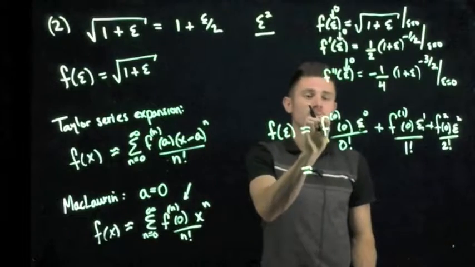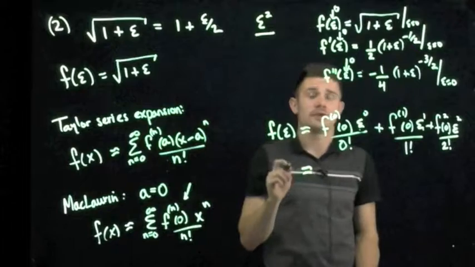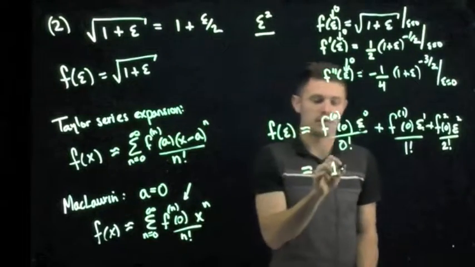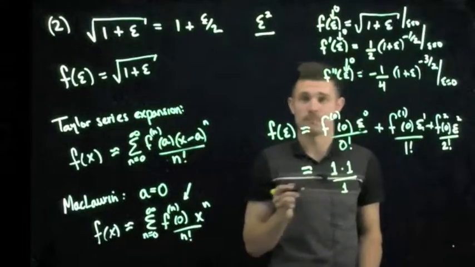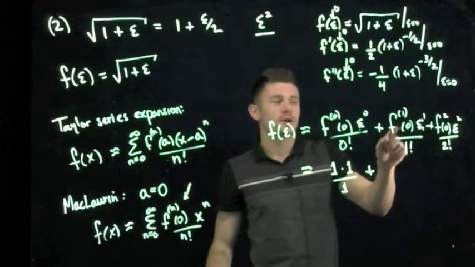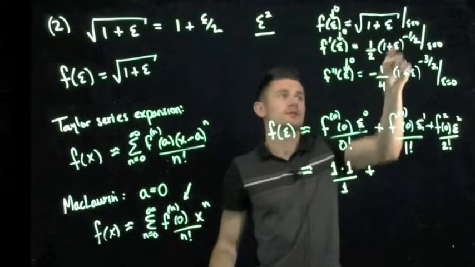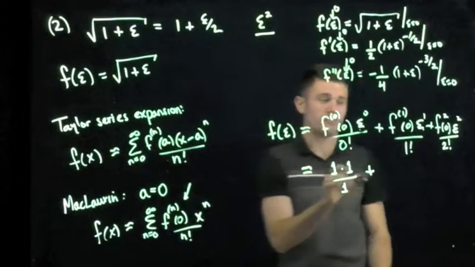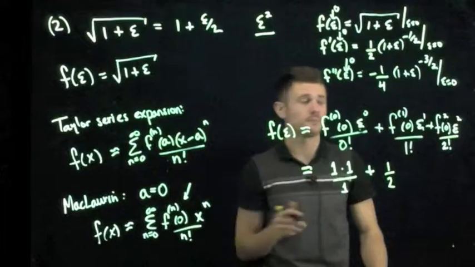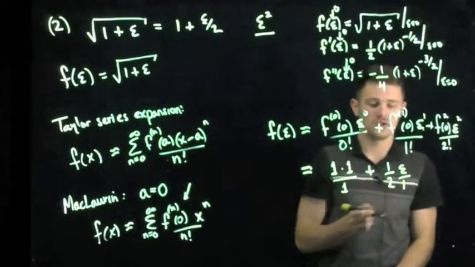The 0th derivative of our function is just the function itself, evaluated at epsilon naught equal to 0, so that's just 1. Then epsilon to the power of 0 is 1, and 0 factorial is 1, so we end up with just 1. Now we take our first derivative of our function evaluated at 0, so we have 1/2 times (1 plus epsilon) to the negative 1/2, which is just 1/2, because when epsilon is 0, 1 plus epsilon is just 1, multiplied by epsilon over 1 factorial, which is just 1.